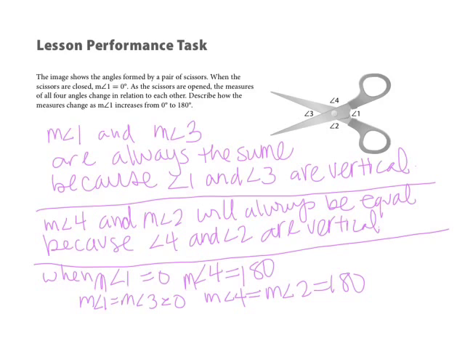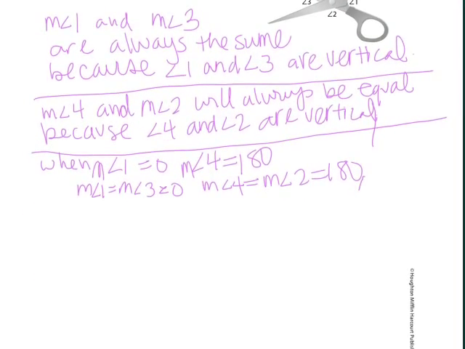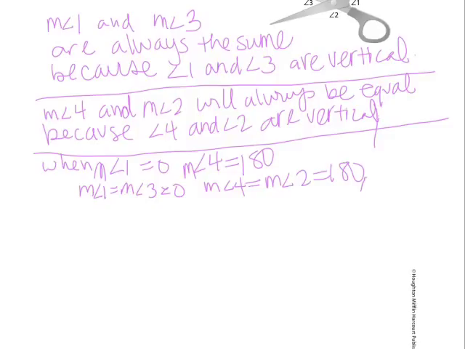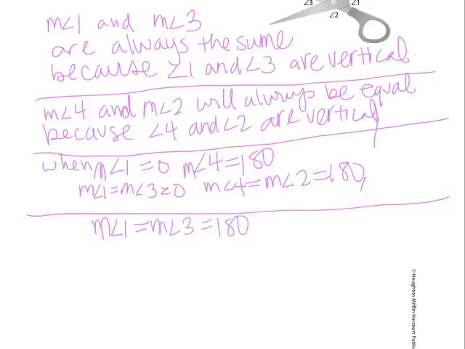Now, vice versa, meaning the opposite, would happen. When the measurement of angle 1 is equal to the measurement of angle 3, and they equal 180, then the measurement of angle 4 will equal the measurement of angle 2, but they're going to be at 0 because they'll be together.